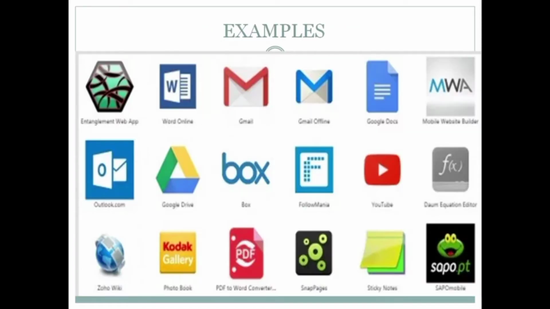Here you have seen examples of application software like Word Online, Gmail, Gmail Offline, Google Docs, Google Drive, Box, MS Word, MS Excel, MS Paint, MS Office, PDF Converter, Snap Pages, Sticky Notes, YouTube, and Zoho Wiki, and all other software that you use in your mobile phone. All of these are examples of application software.